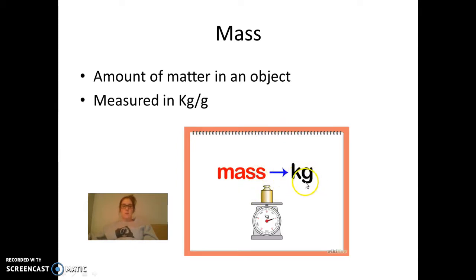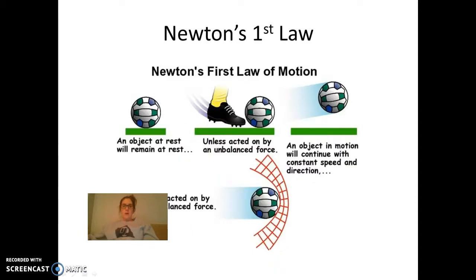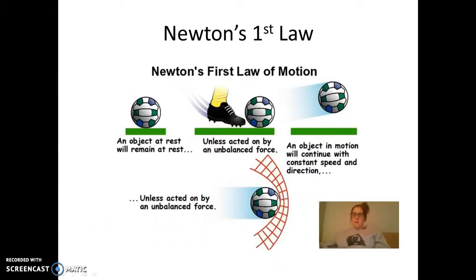Remember that mass is the amount of matter that is in an object, okay? And that we traditionally measure in kilograms. You might also see it in grams. And then that brings us, I keep having to move my face around, sorry.